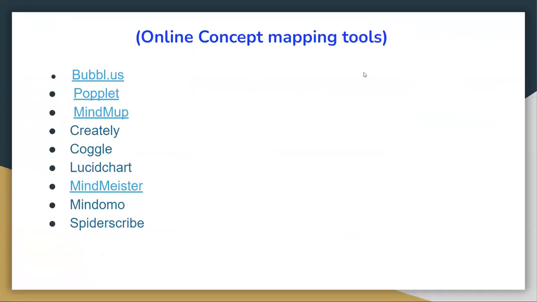So here I want to share with you some applications of concept mapping tools. Here are some applications through which you can create the concept map: bubbl.us, Popplet, MindMap, Creately, Coggle, Lucidchart, MindMeister, Mindomo, Spiderscribe, and there are many more applications. Here I have given only a few.